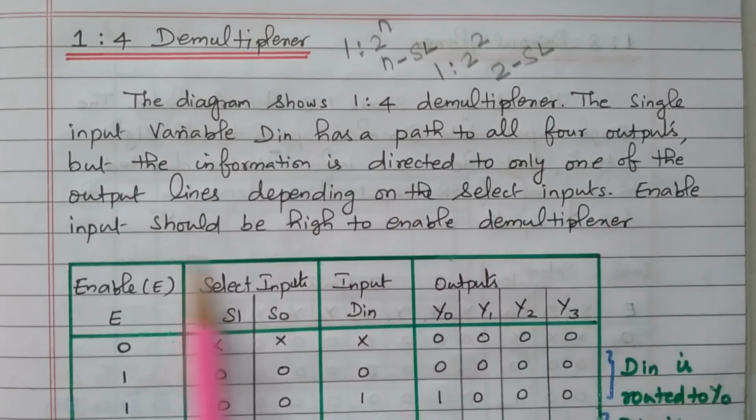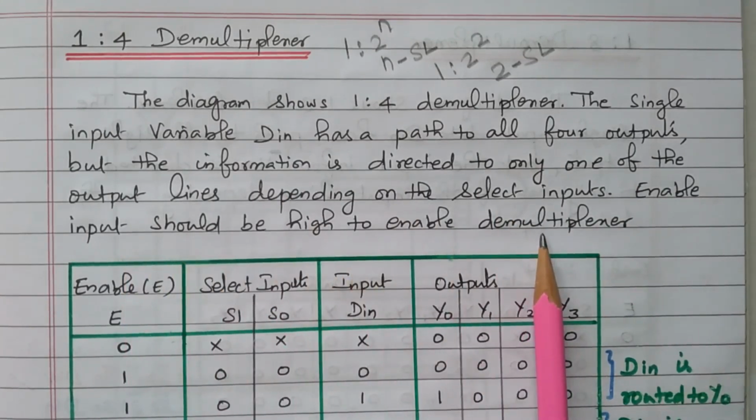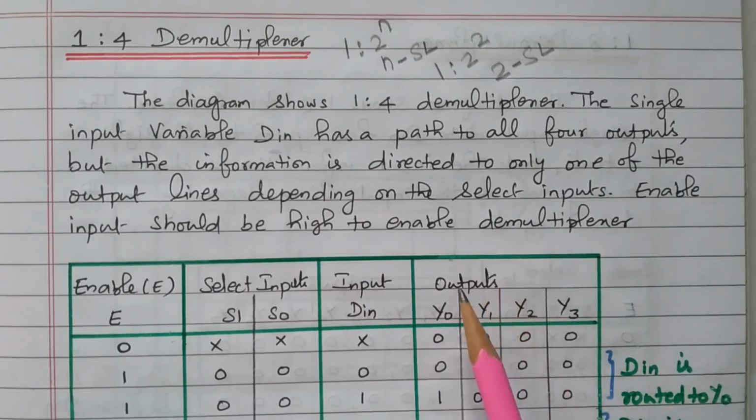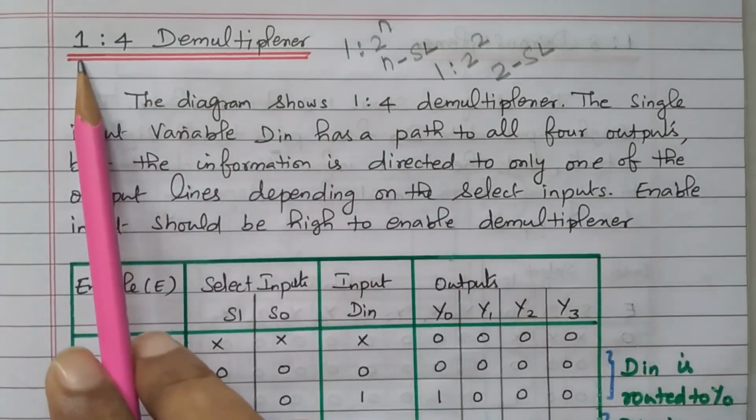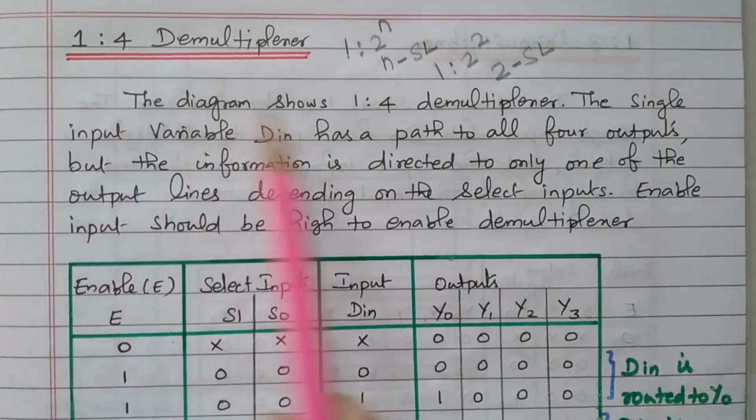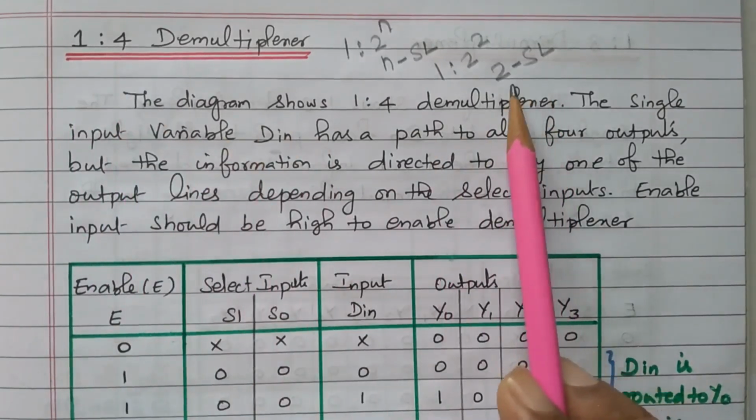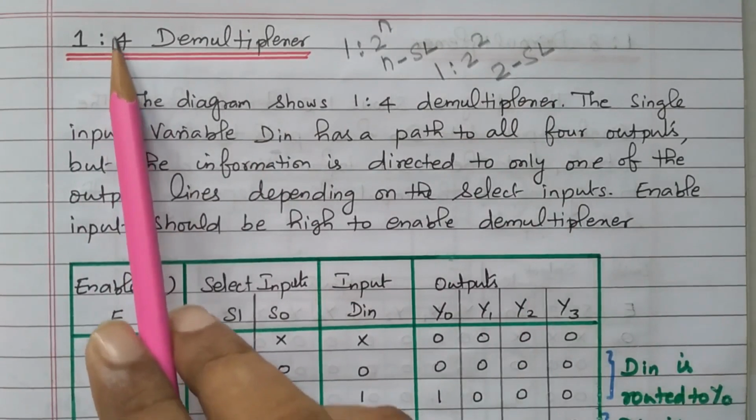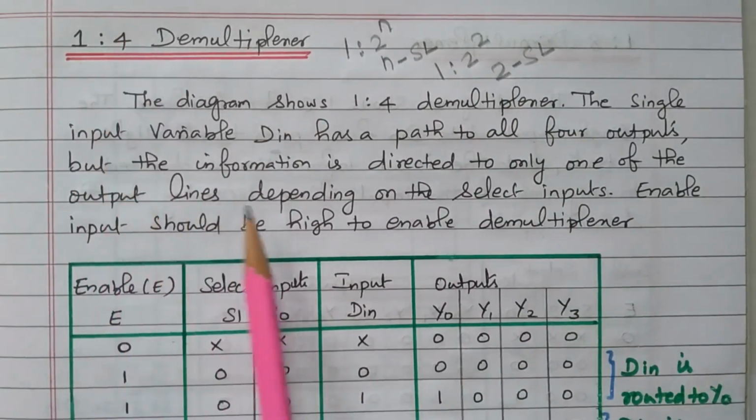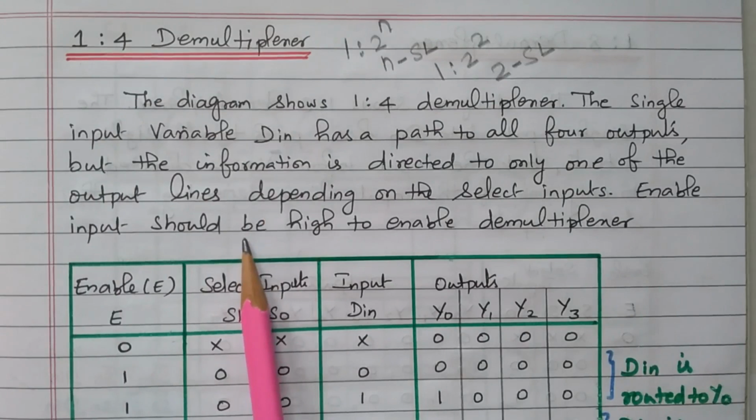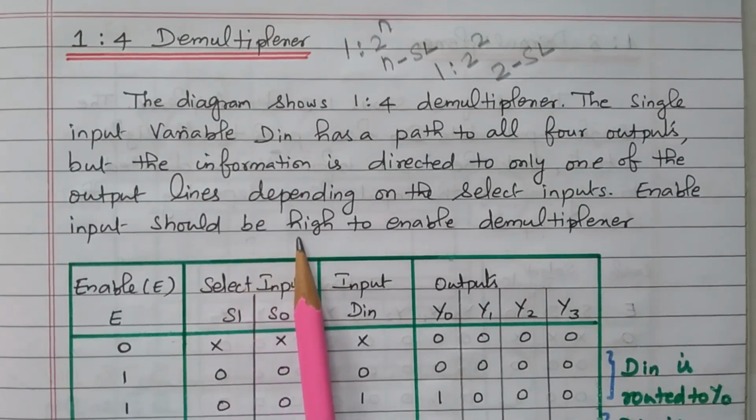And also we have an enable input, which should be high to enable the demultiplexer. If enable is high, the circuit will be activated. If enable is 0, the circuit will be deactivated, right? So we have one input, 4 outputs. This one input is routed to 4 outputs based on the selection line. The selection line will decide which one will be available as the output out of 4. Then we also have the enable input. The enable input enables the demultiplexer, otherwise the demultiplexer will be deactivated when your enable input is 0.